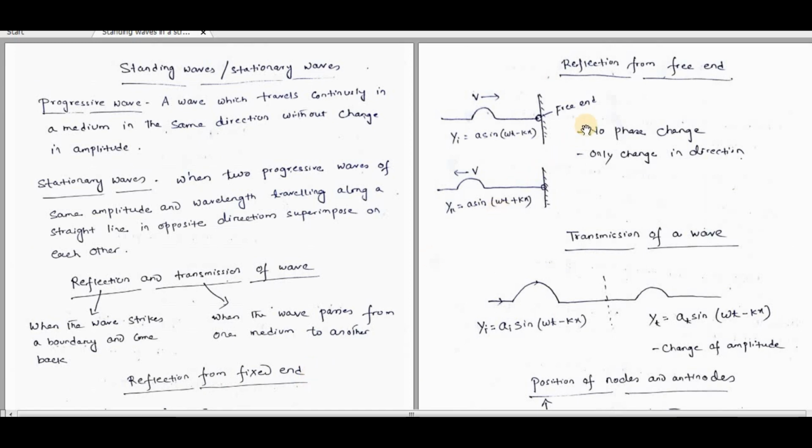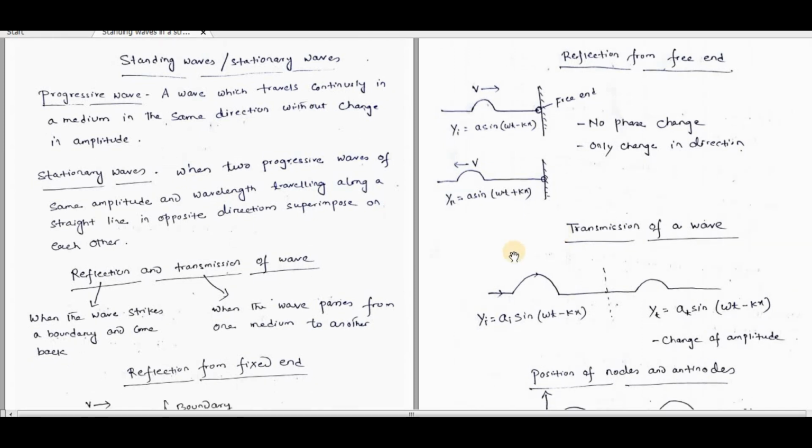Next I will show you how the wave undergoes reflection from a free end. You can see this end is free. This is like a ring, and as the wave is traveling in this direction, it undergoes reflection from this free end and returns back. In this case, there is no change in phase. You can see the direction of the amplitude is here in case of the incident wave, and in case of the reflected wave also the direction of the amplitude is here only. That means there is no change in phase, only a change in direction.